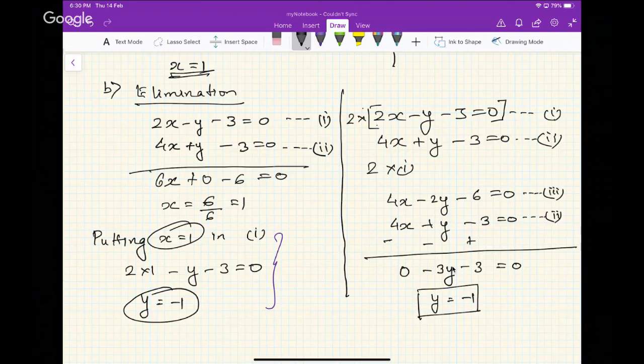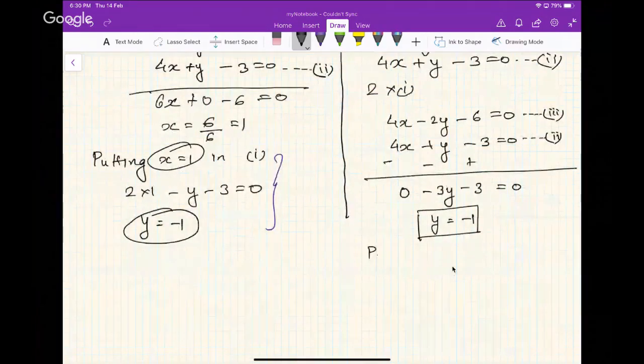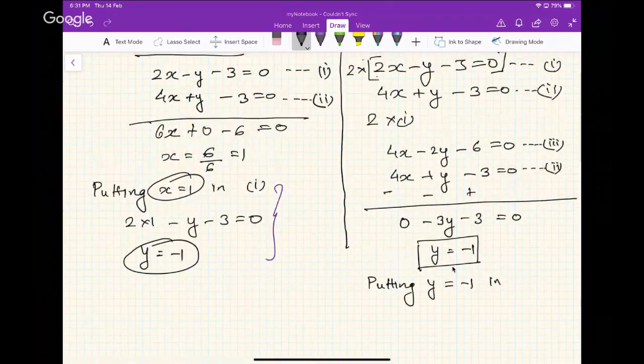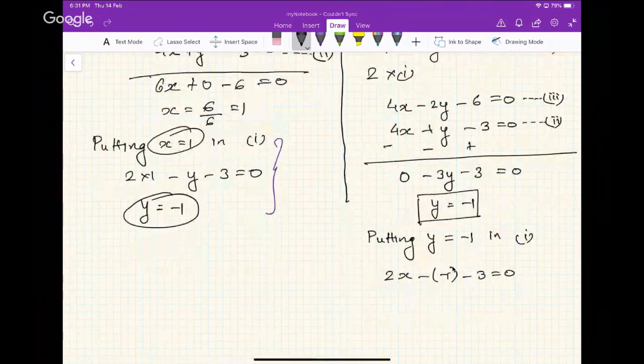And again, you put back y equals minus 1 in any of the equations. Let's say putting y equals negative 1 in equation number 1. What will you get? 2x minus 1 minus 3 equals 0, which is nothing but 2x minus 4 equals 0. So x equals 2. So this is the solution.